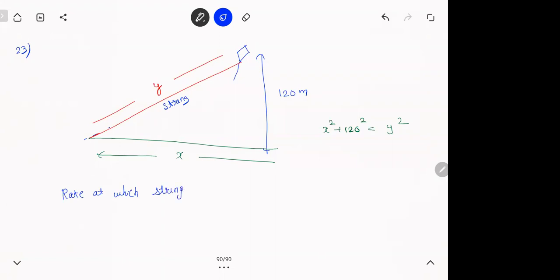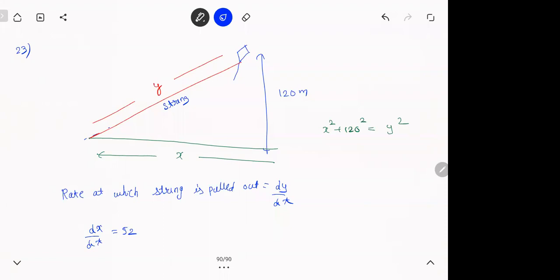Now when the string is pulled out, what will change? Y will change, no? He's asking what is dy by dt. What is given? The rate at which it is going away horizontally. So it is given dx by dt is 52. So horizontally it was going at 52 meters per second. Numbers are quite big.